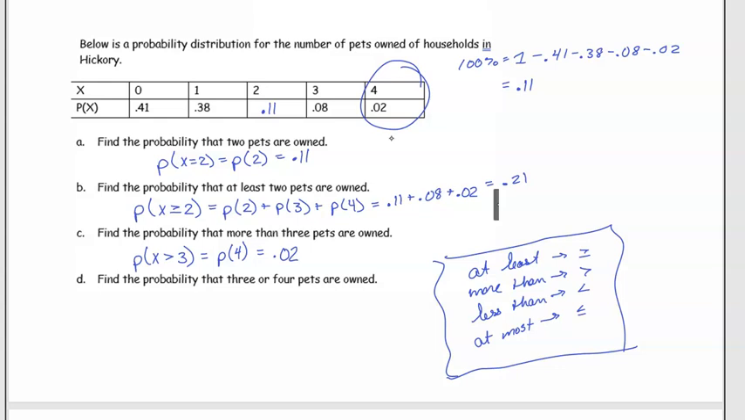Part D is asking us to find the probability that 3 or 4 pets are owned. So we want to find the probability that a household owns 3 or that it owns 4. Those are going to be mutually exclusive events, and we're going to add those probabilities together. I'm going to get 0.10, which is 10%. So we would expect 10% of households in Hickory to own either 3 or 4 pets.